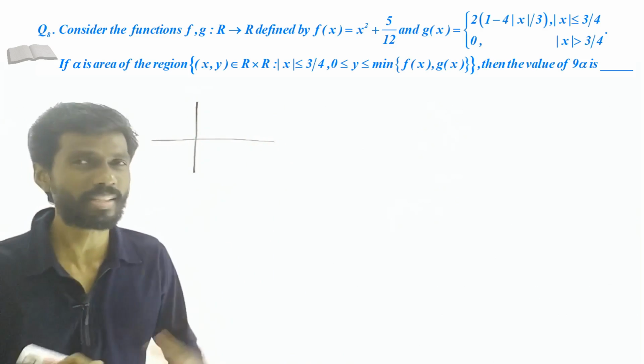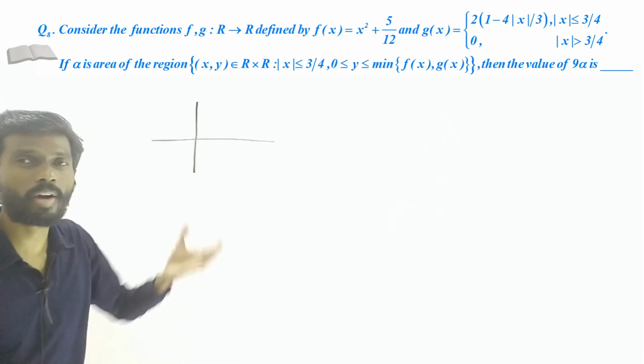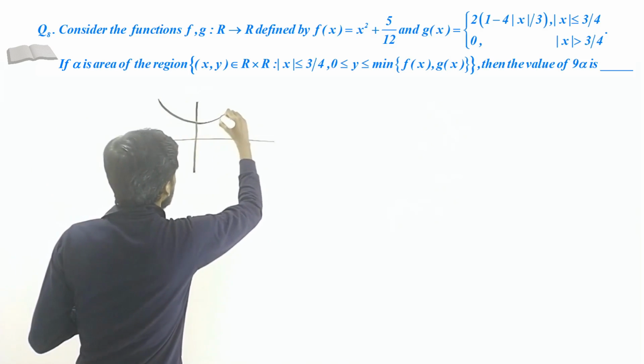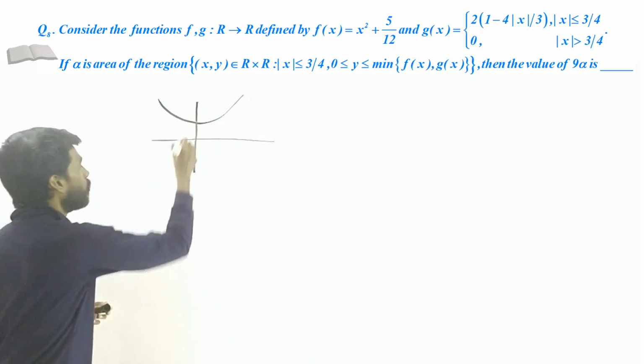So y equal to x square is a standard parabola, right? Passing through origin, but 5 by 12 is added, which means it is lifted up by 5 by 12, right? Yes, this is the parabola. So this is 5 by 12.